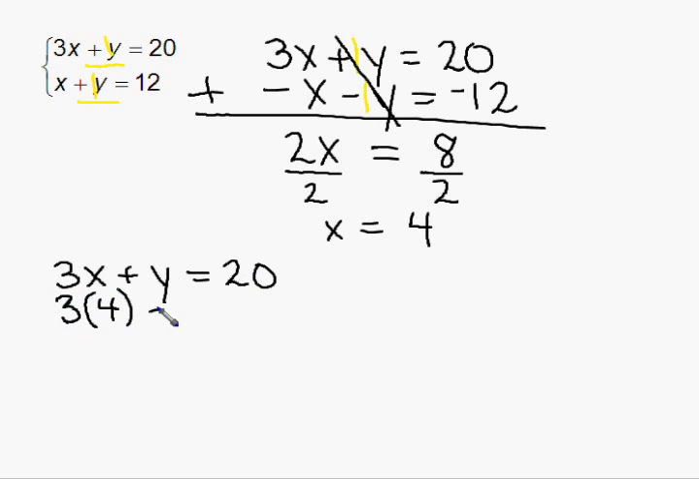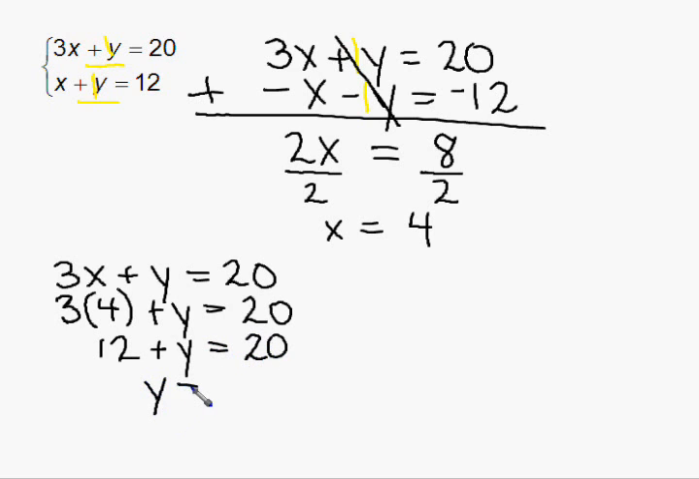So adding up the corresponding terms, 3x minus x gives us 2x. 1y minus 1y zeroes out, and therefore y is eliminated. And 20 plus a negative 12 is 8. So dividing both sides by 2, we get that x is 4.